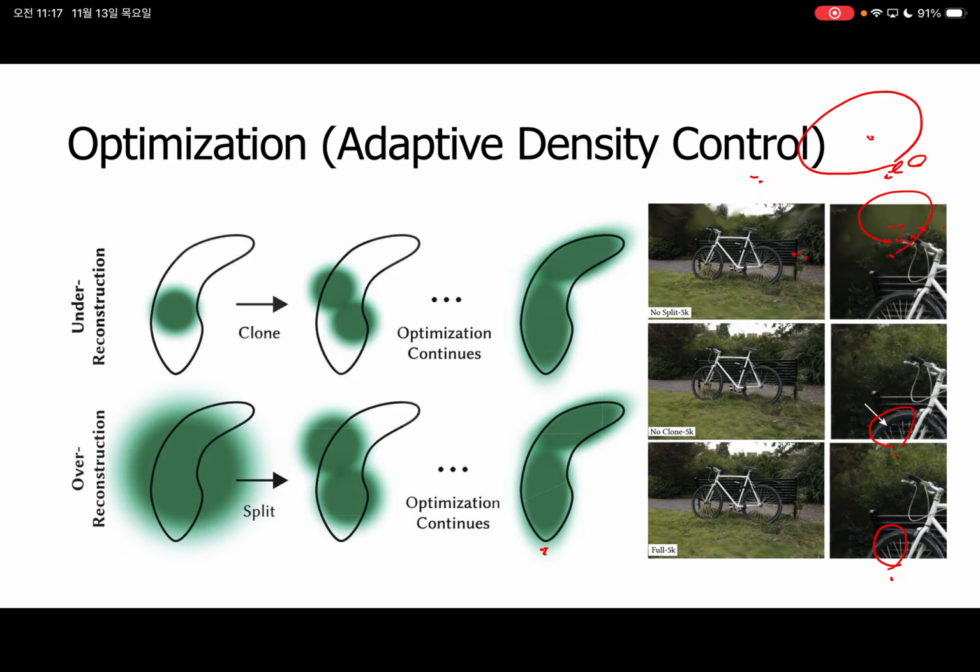And here, no clone. This one is clone, split. So split is this one, clone is this one. With no clone, the majority of pixels look reasonable, but you can see the detail of the bicycle is missing compared to the ground truth, or rather, the fully optimized one.